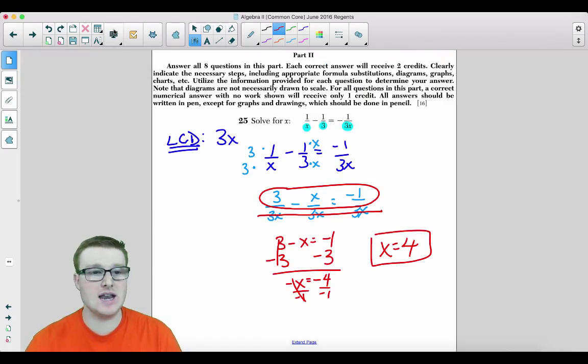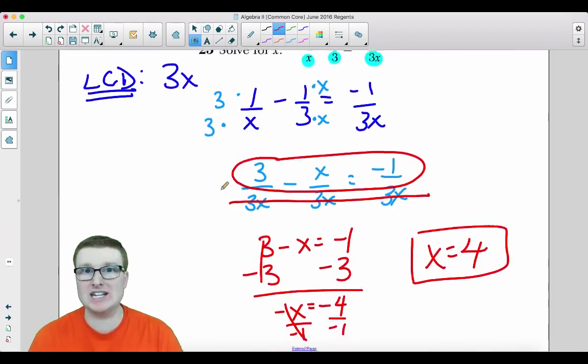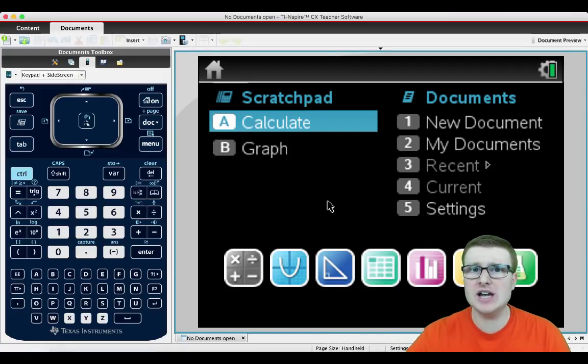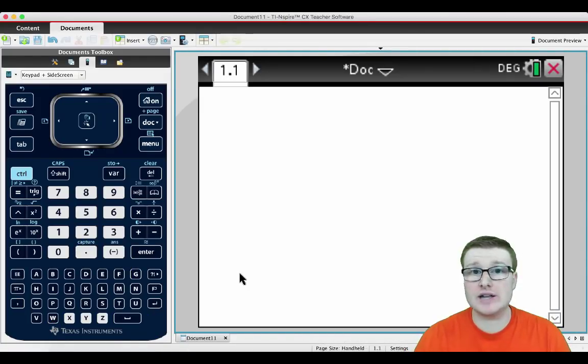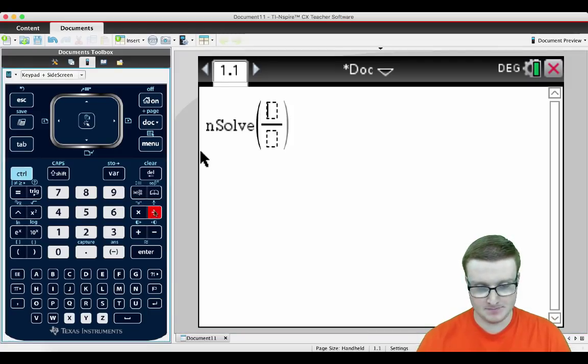Now, let's just say you did not like the way I just did it. Too bad. It's a part 2. You need to show your work. But let's just say you want to check your answer. Go to your TI Inspire calculator. Go to your calculator page. Go to Menu, Algebra, and Numerical Solve. That was option 1, by the way. Just went really quick.